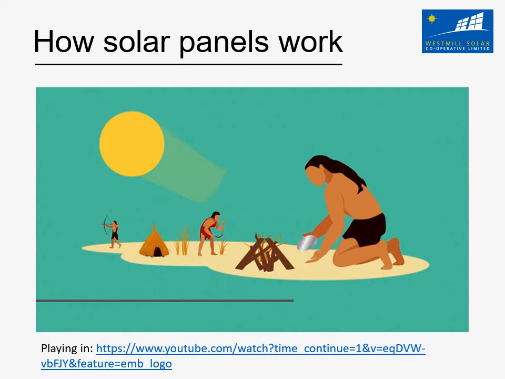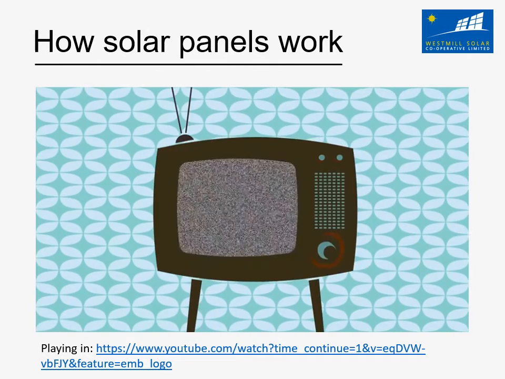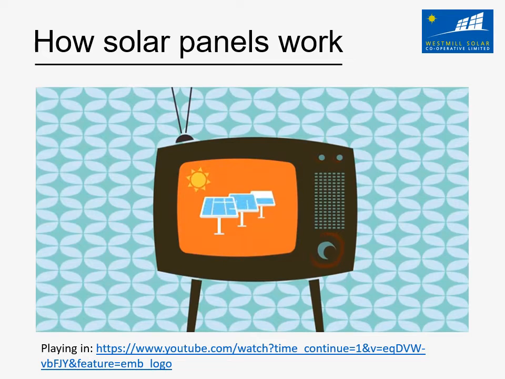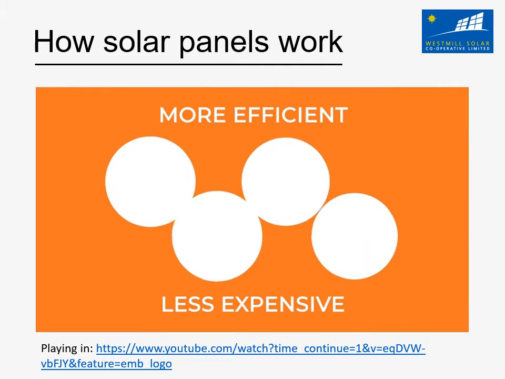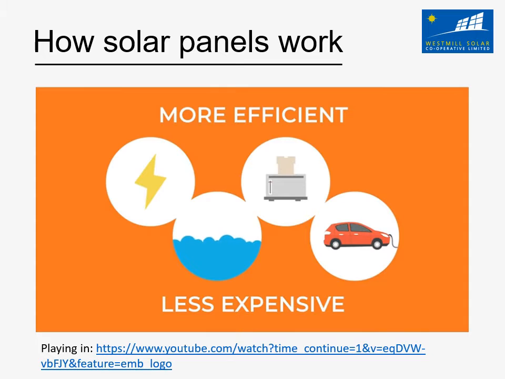Humans have been tinkering with solar energy since the dawn of time. Ancient civilizations used glass and mirrors to light fires, but it wasn't until the 1950s that technology was developed to convert the sun's energy into electricity using photovoltaic cells. Today, solar technology is more efficient and less expensive, and is used all around the globe to create electricity, heat water, cook food, and even power vehicles.